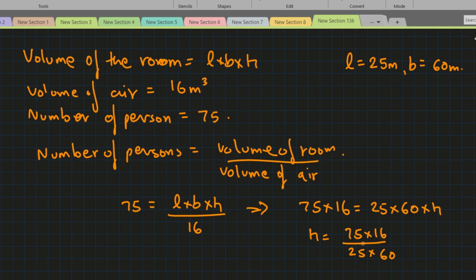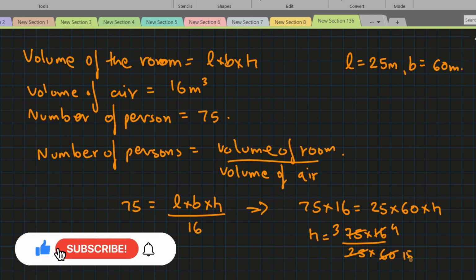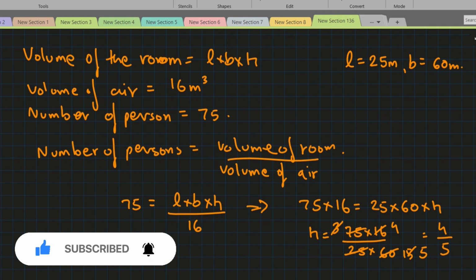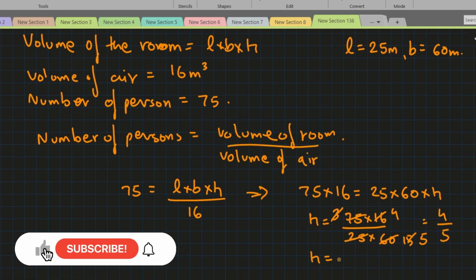We reduce this fraction. We can cancel this out as 3 fours are, this is 4 fours are, and this will be 4 fifteens are. And we can cancel 3 and 15, that is 3 fives are, which we get as 4 upon 5, and therefore the value of height we get as 0.8 meters.